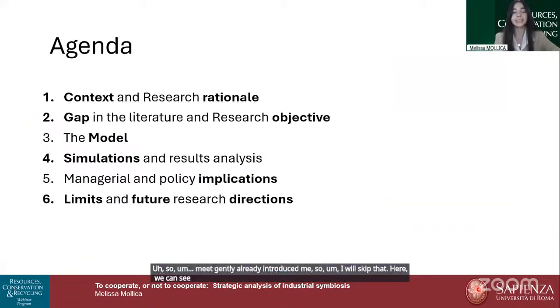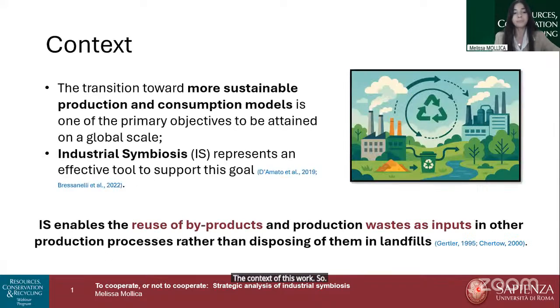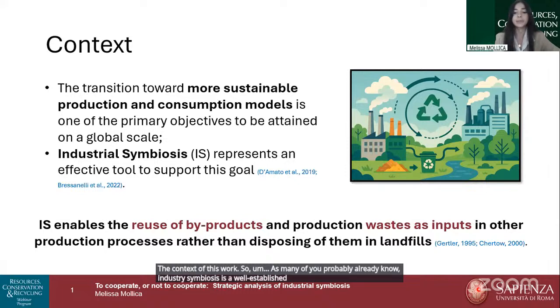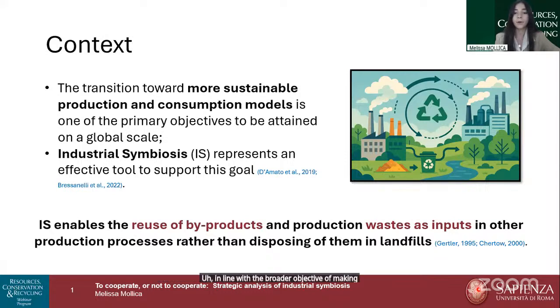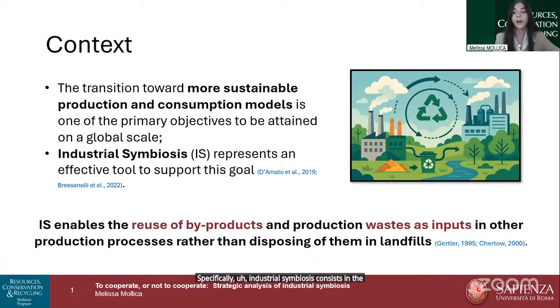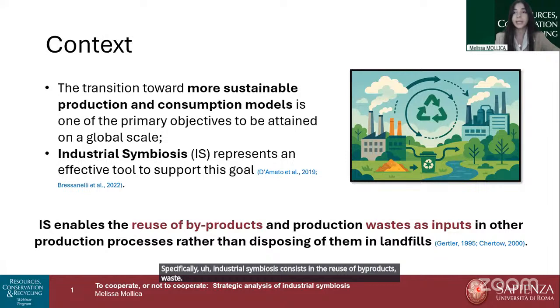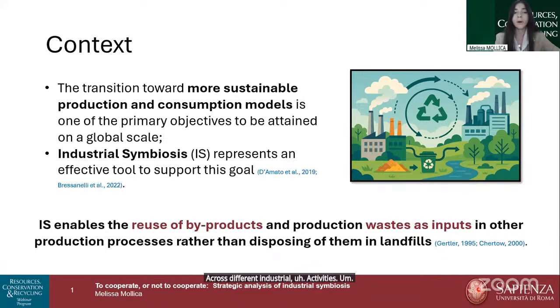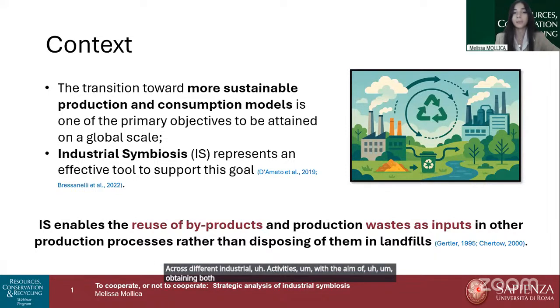Here we can see the agenda of what we're going to see during the presentation, but let me quickly start by introducing the context of this work. As many of you probably already know, industrial symbiosis is a well-established strategic tool that companies can adopt in order to make their production processes more sustainable, in line with the broader objective of the transition toward the circular economy. Specifically, industrial symbiosis consists in the reuse of byproducts, wastes, water, and energy across different industrial activities, with the aim of obtaining economic, environmental, and social benefits.